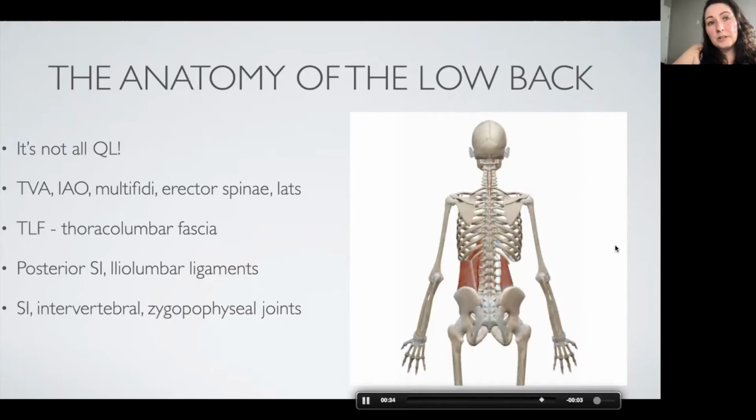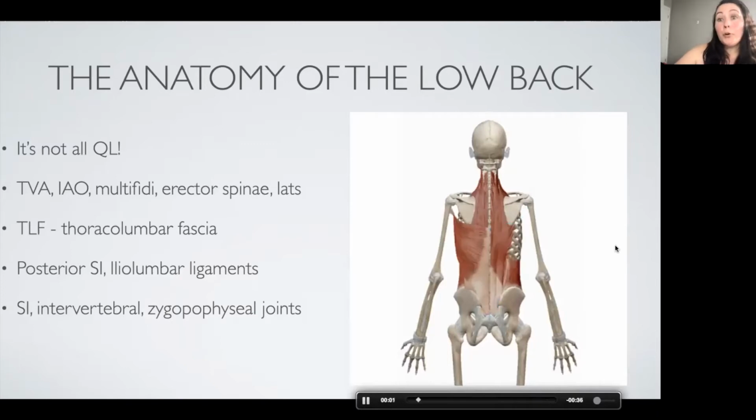QL doesn't really make a significant attachment to the thoracolumbar fascia, but what does is transversus abdominis, internal oblique, multifidi. Lats and erector spinae make attachments in the more middle and superficial layers of thoracolumbar fascia rather than the deep. And so anything that really affects the thoracolumbar fascia can be implicated in the experience of back pain. Posterior SI ligaments, the iliolumbar ligaments, also have referral into and around the low back and SI joints. So absolutely can be implicated in low back pain.